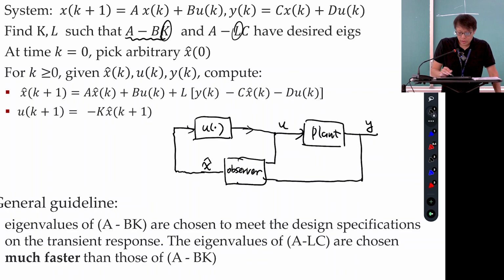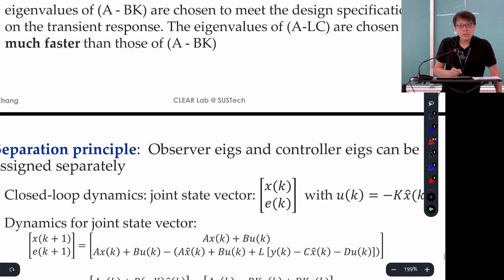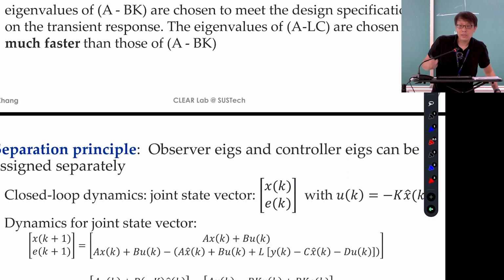You design your controller, place the closed loop eigenvalues, and then design your observer, and hopefully this will converge. But overall, you have a loop. These things are actually affecting each other. And a key feature of linear control is the so-called separation principle.